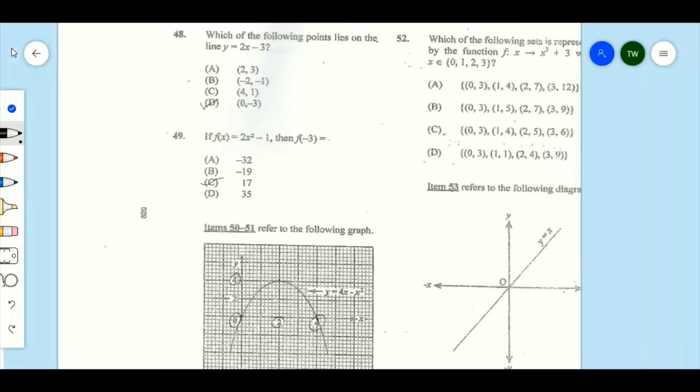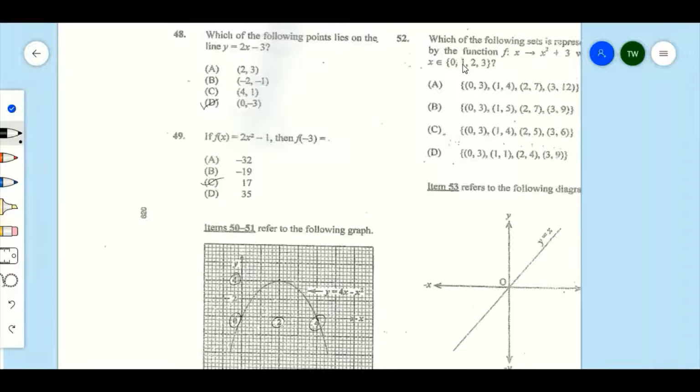Now to 52, it says, which of the following sets is represented by the function f of x maps onto x squared plus 3, where x is an element of {0, 1, 2, 3}. So what you're going to do is put in x equals 0 and see what corresponding y value it will give. So when x is equal to 0, then y is going to equal 3, because 0 squared is 0, plus 3. So that looks like (0, 3), and all 4 of them have (0, 3).